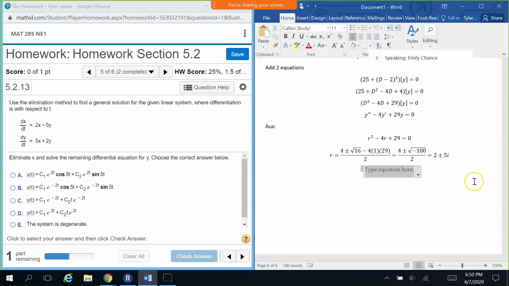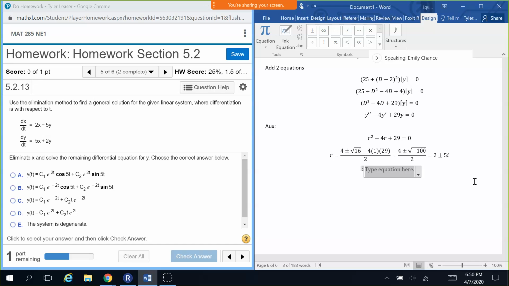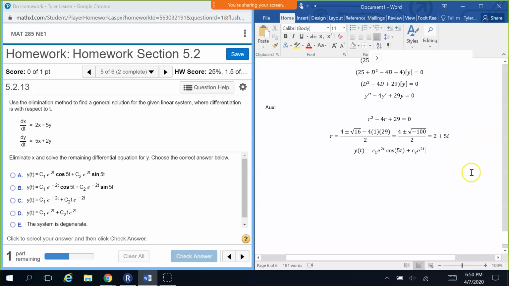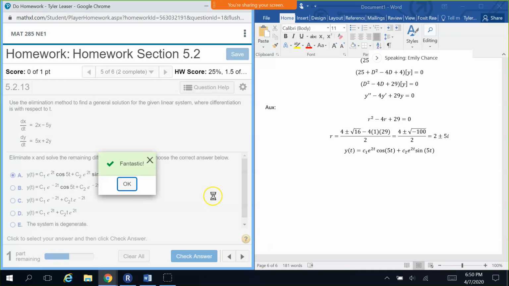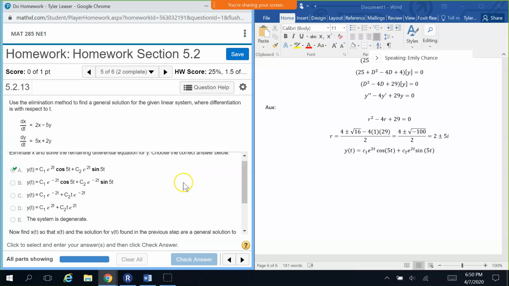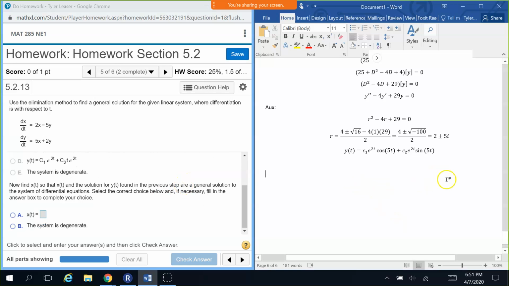Okay. And then whenever you have complex solutions for the auxiliary equation, that's when your homogeneous solution is going to be C1 e to the alpha t cosine of beta t, so e to the 2t cosine 5t, plus C2 e to the 2t sine beta t. All right, and then hopefully that'll match. Yep, that looks like the first one, I think. Oh, yep, excellent.